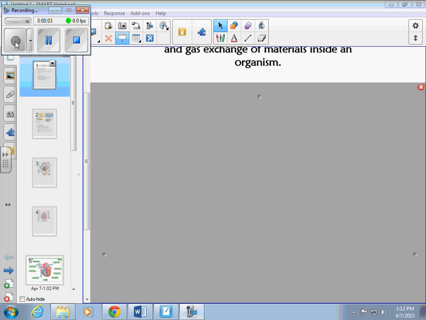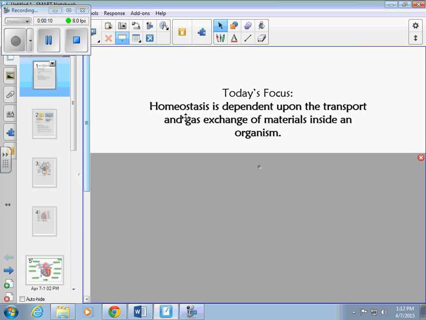I have some information today on the circulatory system, which is the beginning of chapter 42. Our focus is on homeostasis and how your health, or the health of an organism, is very dependent on the transport and the gas exchange of materials inside an organism. We're going to start off comparing our system to that of a grasshopper, which has an open circulatory system, very different from ours. Then we'll work into the details of a human cardiovascular system.